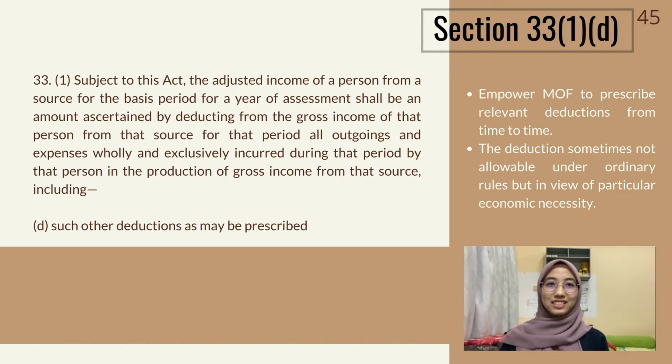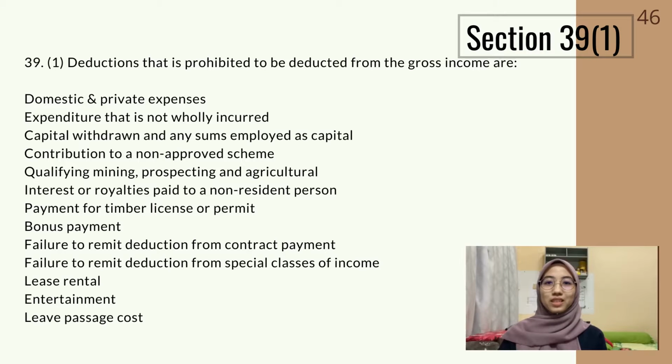As stated in Section 33(1)(d), such other deductions as may be prescribed is the deduction that is empowered by the Ministry of Finance, which will be updated from time to time. Other than that, there are deductions sometimes not allowable under ordinary rules, but in view of particular economic necessity, they can be allowable. So this is the list of the deductions that are prohibited from being deducted from the gross income.